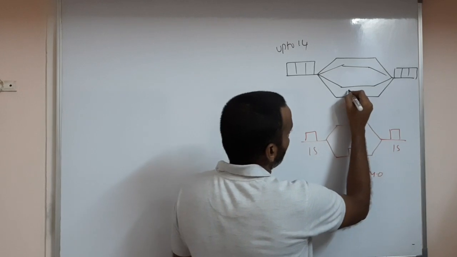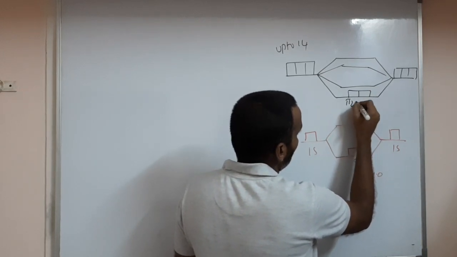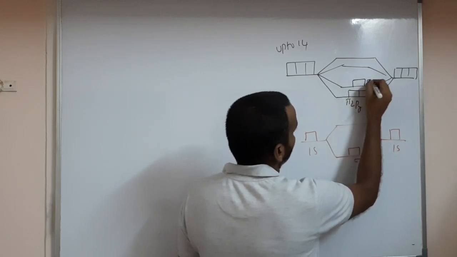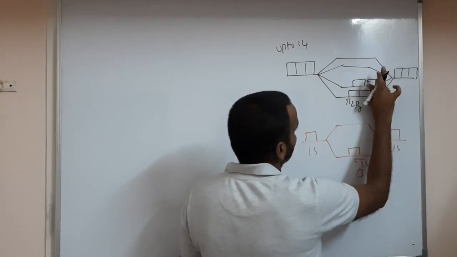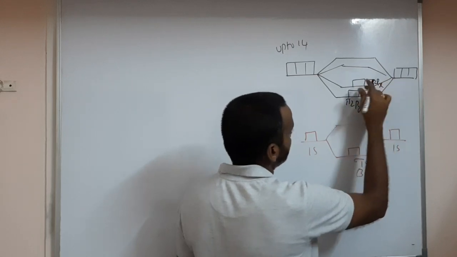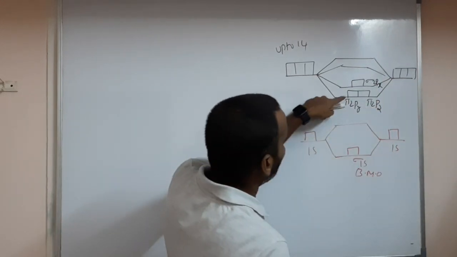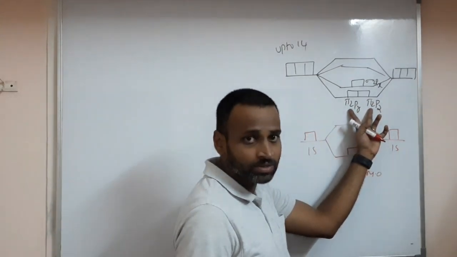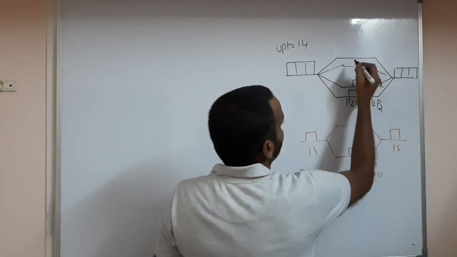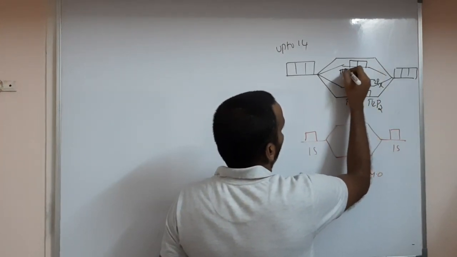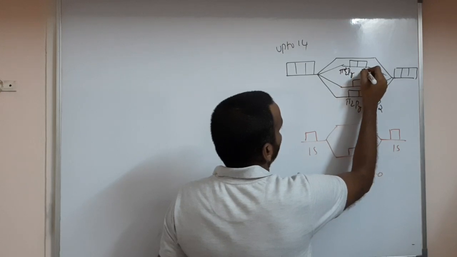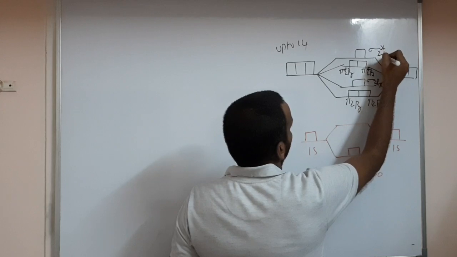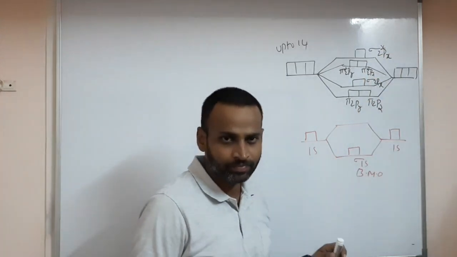Then in this diagram, pi 2py and pi 2pz have less energy, and sigma 2px will be on top, above these two. I told you the order, no? So these two have less energy. And here you will get pi star 2py and pi star 2pz, and here sigma star 2px, like this you will have.